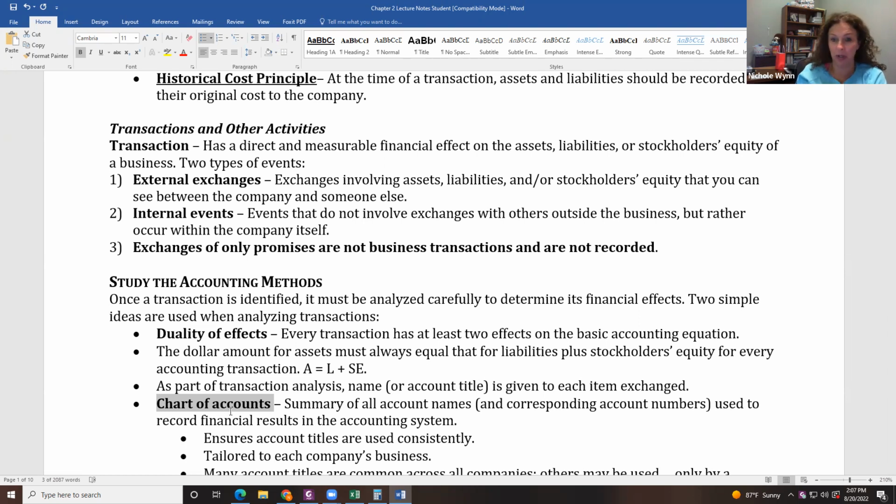It's specific to you. So if you're a doctor's office, then you might call your revenue client revenue. But if you're a construction company, you might call it housing revenue or commercial revenue or whatever, if you're building a commercial building. So you can name them whatever you want.